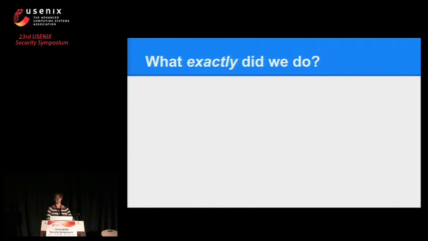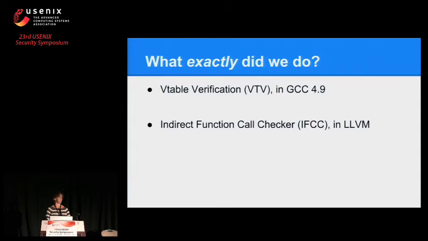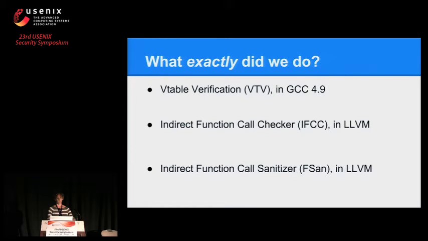So what exactly did we do? As I said, we've implemented two different control flow integrity enforcement mechanisms. We've implemented vtable verification, which is in GCC 4.9, and we've implemented the indirect function call checker, which is in LLVM. We've also implemented a programming tool. This is not an enforcement mechanism, but it's the indirect function call sanitizer, and it is in LLVM. It is part of the undefined behavior sanitizer. And this doesn't enforce control flow integrity, but it does help programmers find errors in their code that could lead to successful attacks if they weren't caught and fixed.